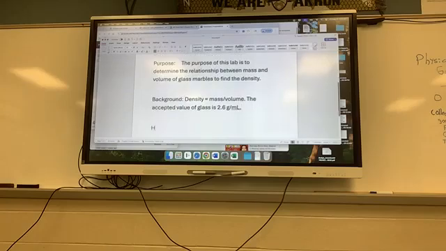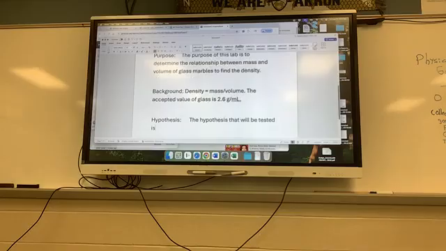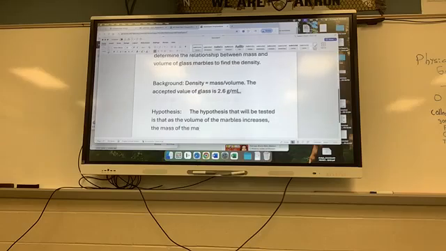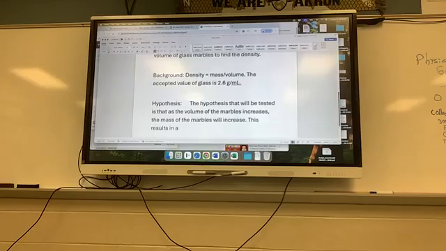After background would be hypothesis, which I said there's not a great hypothesis for a lot of chemistry labs. So I would say on this one the hypothesis that will be tested is that as the volume of the marbles, I guess, increases, comma, what should happen? As the volume increases, what should happen? The mass of the marbles will increase. Period. This results in a what? Higher density.